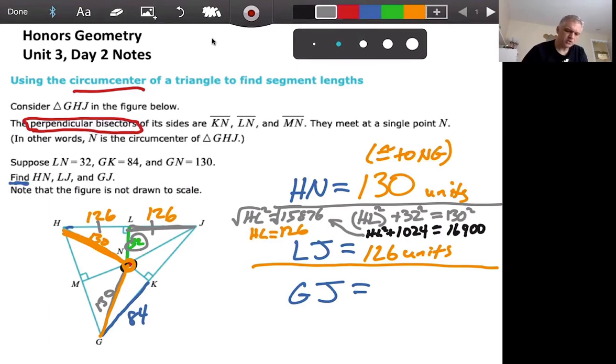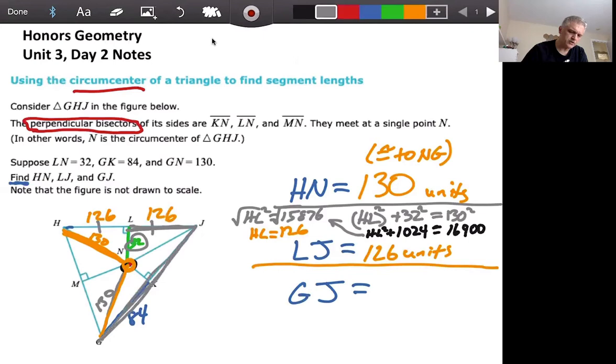GJ. GJ is the last segment that they want. GJ is this long segment. What did they give us that gives us everything we need here? They gave us GK. So we've used the perpendicular part and the bisector part already. Now the bisector part, we're just going to look at it again here. You know that GK and LK are congruent, so that kind of gives it away. We got 84 units.